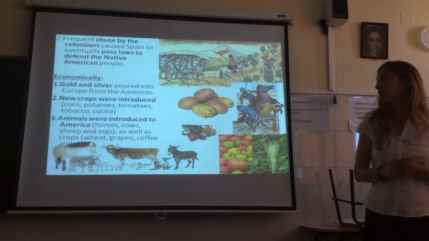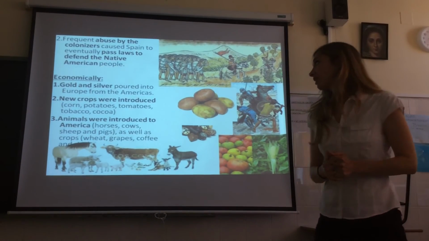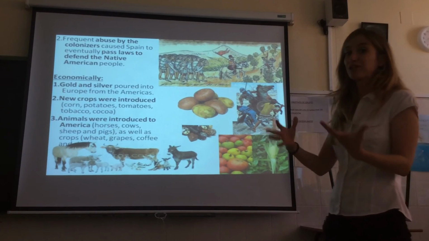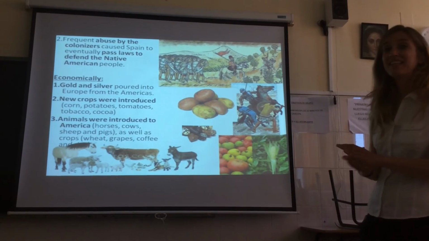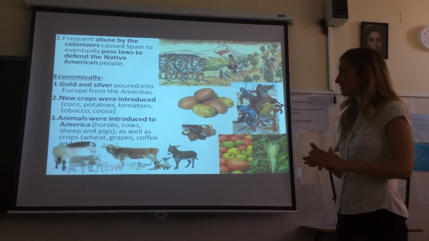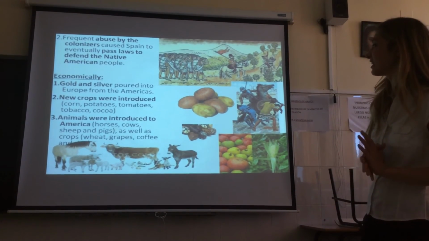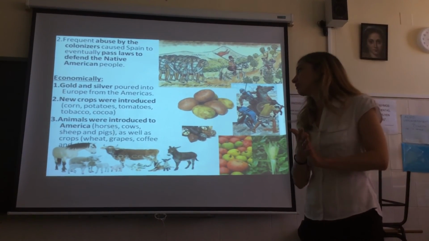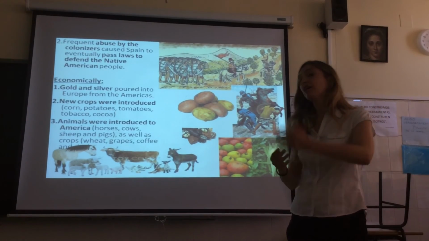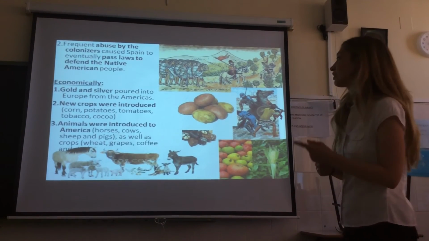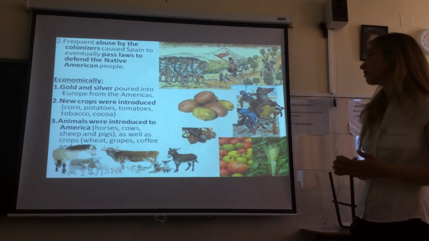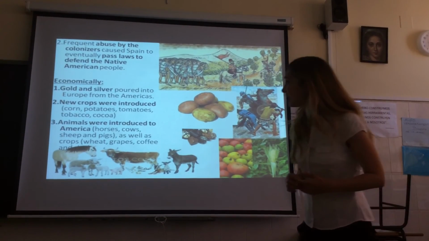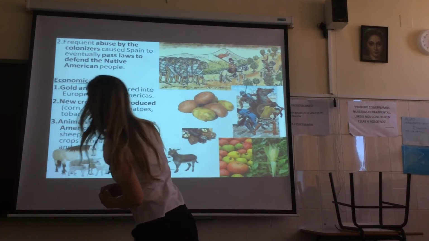Economically, of course, gold and silver poured into Europe from the Americas, which helped Europe as a whole. Not so much Spain, because we had to use that to pay our debt, so it went more to banks in Belgium than to Spain, really, but it helped us a little bit get out of our debt. New crops were introduced. We got corn, potatoes, and tomatoes. We introduced to them animals like horses, cows, sheep, and pigs, as well as other crops like wheat, grapes, coffee, and rice.